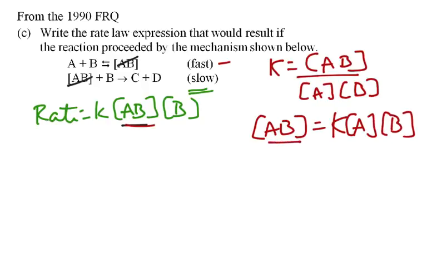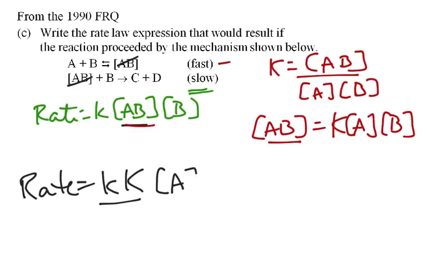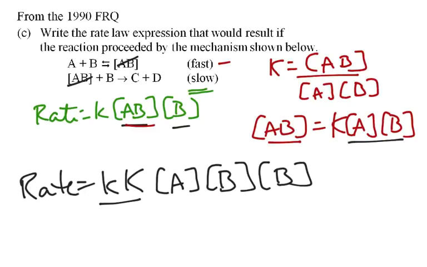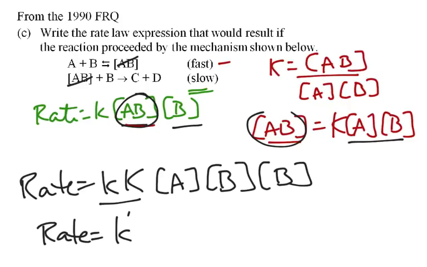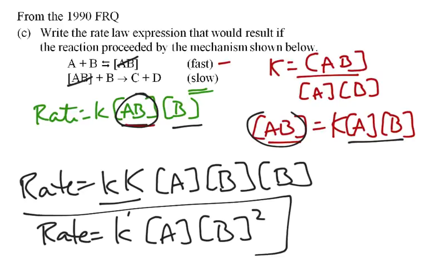I'm going to substitute this in here, and my final answer will be rate equals little k, big K, which we multiply together and just call K, times the concentration of A, times the concentration of B from here, times the concentration of B from there. So I've substituted in this AB for this AB, and I have a new rate law. I'll write it one more time to be clean: this K, which I can call K prime, times the concentration of A times the concentration of B squared. This would be my answer.